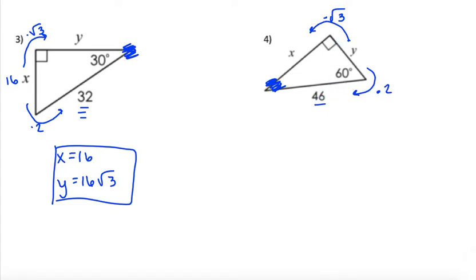If I go backwards using the side I know to find y, again, I'm not going to go around this way. I'm going to go backwards against my rule. So times 2 becomes divide by 2 going the other way. So y will end up being 23. And once I have 23 for my short leg, x becomes 23 times radical 3. And there's my answer.